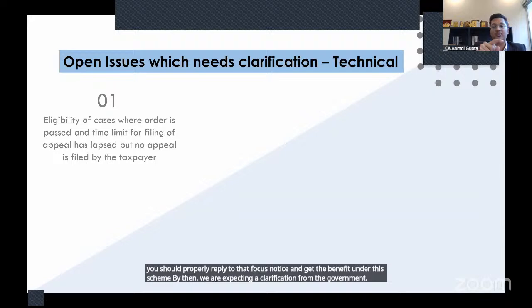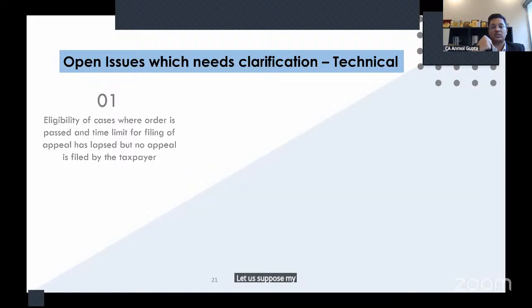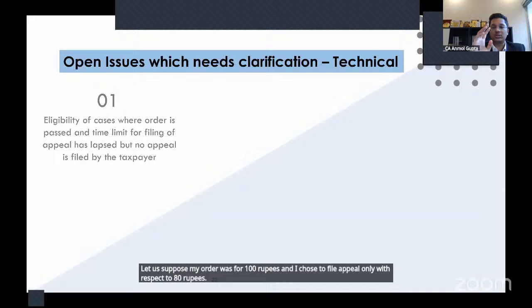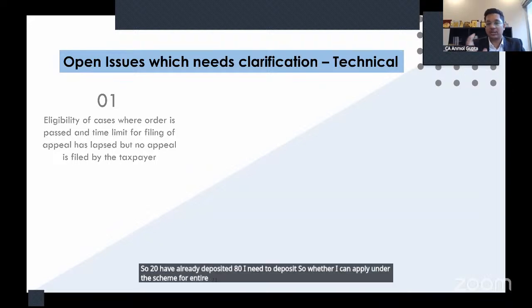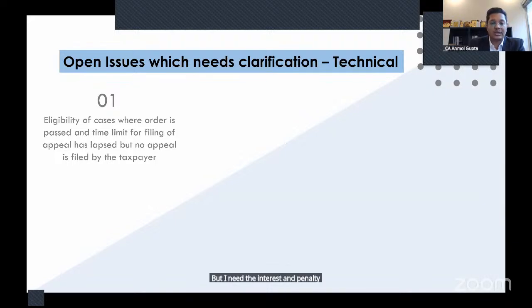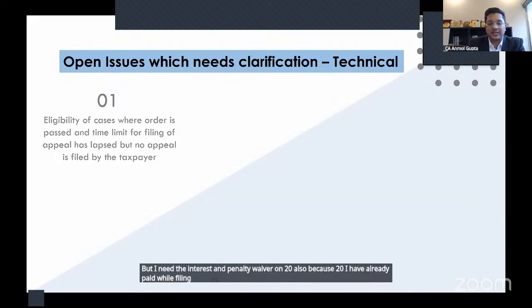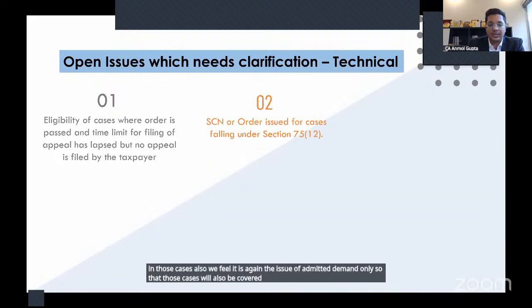The other aspect of this particular issue, a very important aspect: let us suppose my order was for 100 rupees and I chose to file appeal only with respect to 80 rupees. So 20 I have already deposited, 80 I need to deposit. So whether I can apply under the scheme for the entire 100 or only for 80, because the appeal is pending only for 80. But I need the interest and penalty waiver on 20 also, because 20 I have already paid while filing the appeal, but interest and penalty I might not have paid. So in those cases also we feel it is again the issue of admitted demand only, so those cases will also be covered under the scheme in our interpretation.